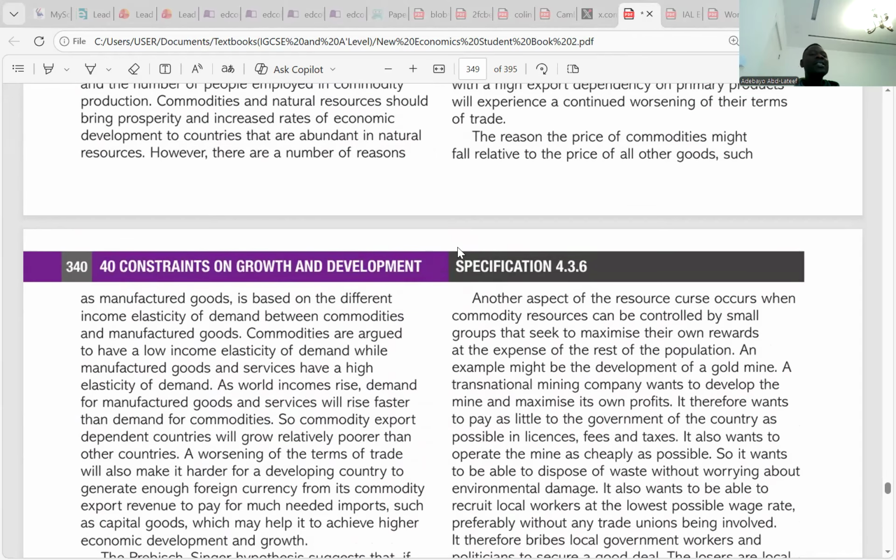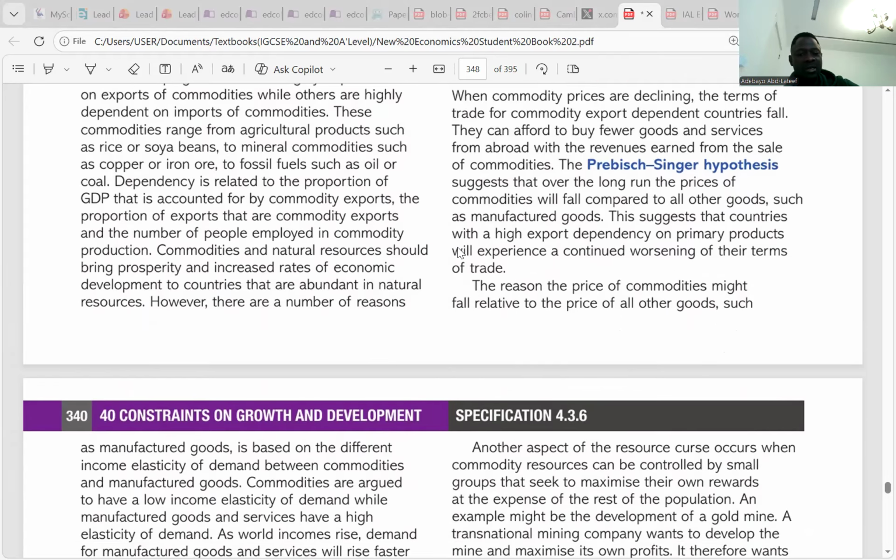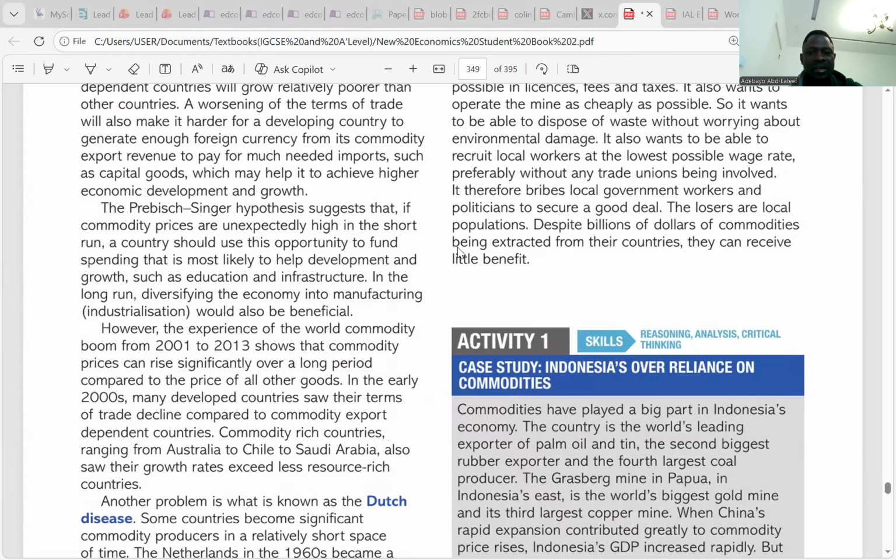So whatever the case might be, dependency on the primary products would hinder the growth and development of an economy, because the reliance on primary products simply means we are at the mercy of developed countries to pay us or to exchange raw materials for finished products. Which simply means they are paying less and we are paying more for importation. So that brings about deficit in our balance of payments, current account. I think the point there is clear.